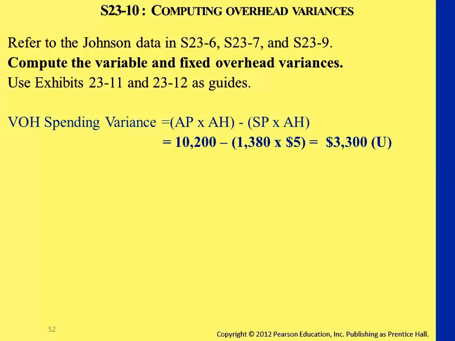Okay, so if you use 1,380 times 5, this will give you 6,900, right? But we actually spent 10,200 compared to 6,900. We spent too much compared to the rate that we got earlier. Okay, so this should be unfavorable. So this is the spending variance. 10,200 minus 6,900 will give you 3,300. So what about the other one, efficiency?